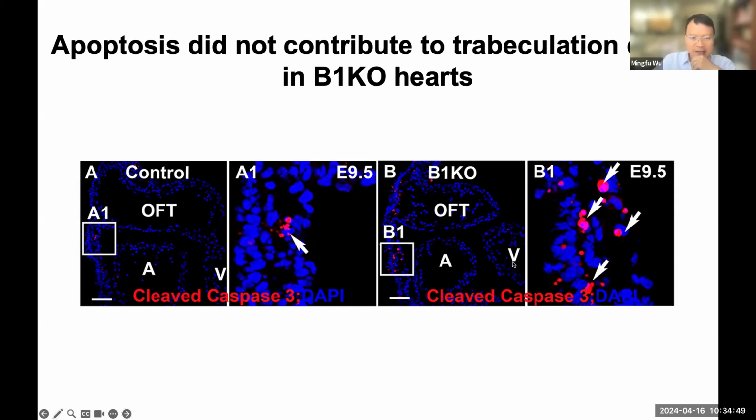However, we didn't see any apoptosis in the atrium or in the ventricles, suggesting that apoptosis is not a factor contributing to the trabeculation defect and the trabecular cardiomyocyte organization defect.